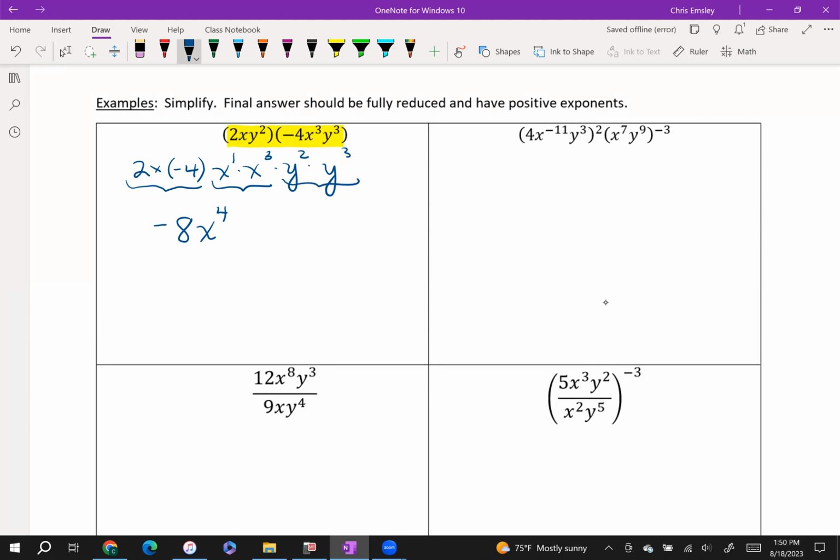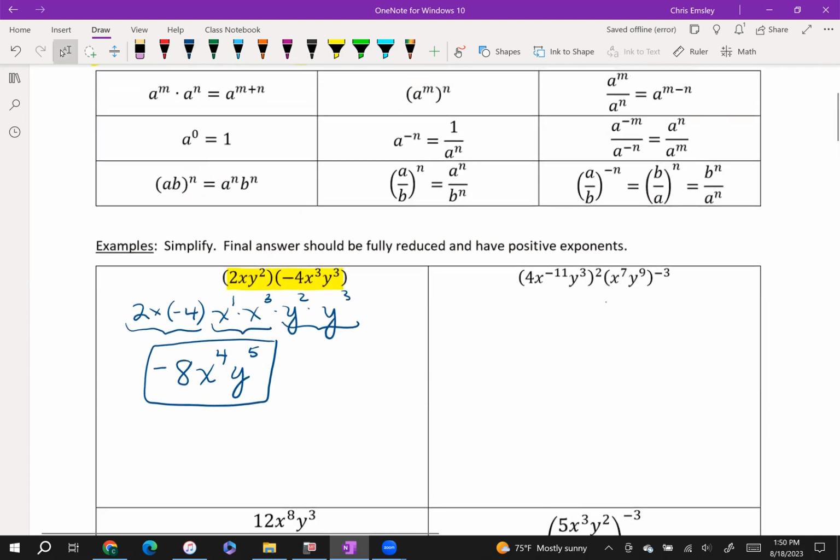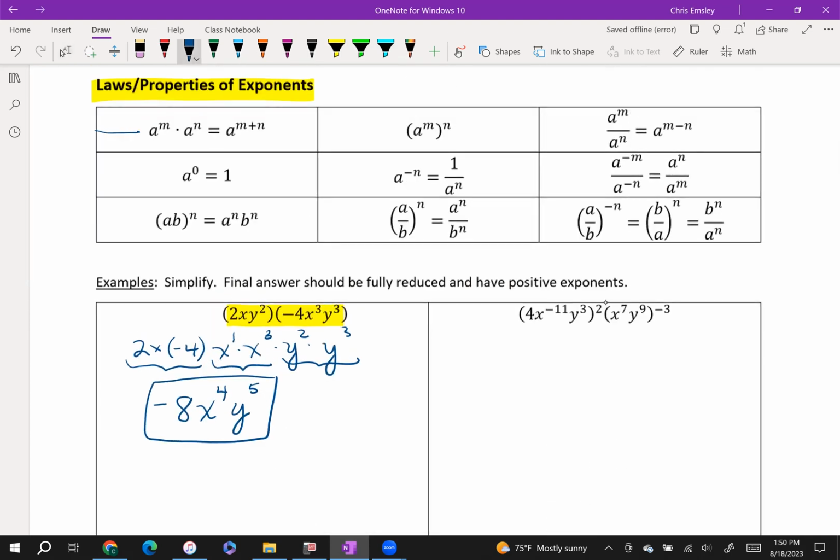Same for our y's. I wrote them next to each other so we can see this very clearly. y squared times y cubed, matching bases. Multiplication means we add those exponents. 2 plus 3 is 5. So that one is really applying basically this first rule that we have right here.